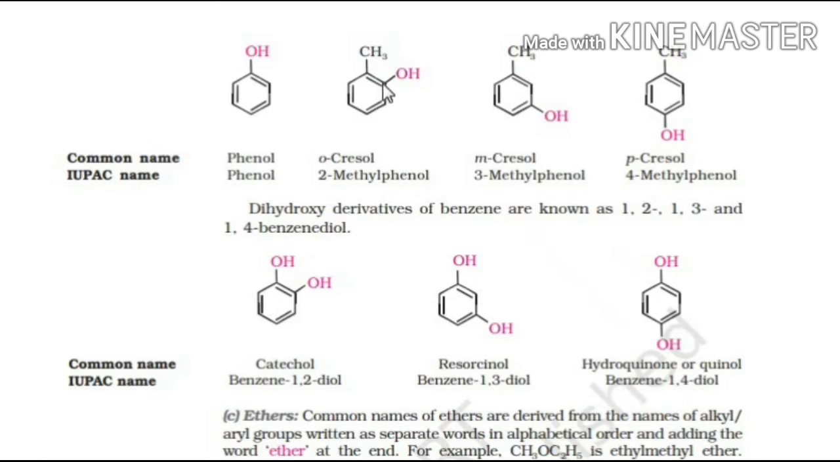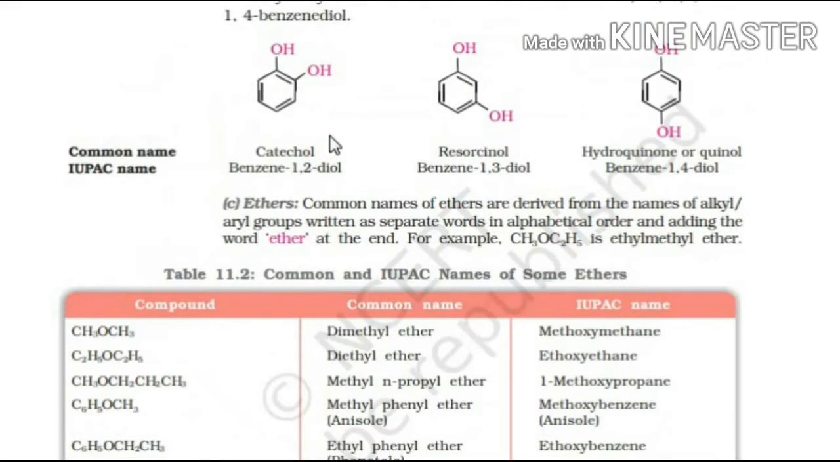If I number from this, because the functional group is present at this carbon, so 1, 2. At the second position there is a methyl group, so this is known as 2-methyl phenol, right? This, 1, 2, 3, is known as 3-methyl phenol, and this, 1, 2, 3, 4, is 4-methyl phenol. Now next, this is known as catechol, this is the common name, and this is known as resorcinol, and this is known as hydroquinone or simply quinol.